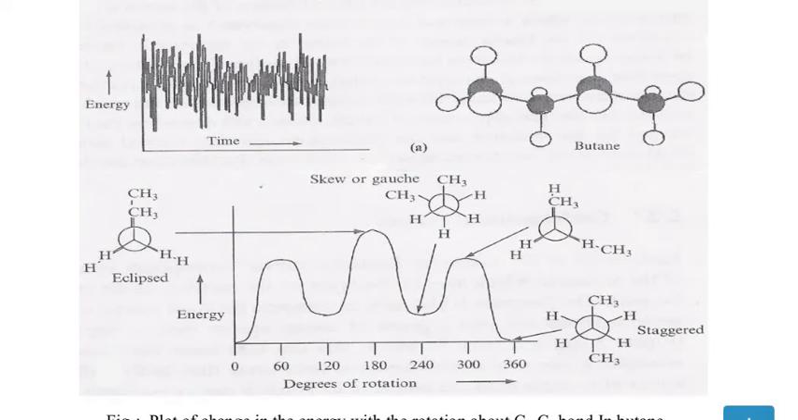This is very basic chemistry. You can see the energy versus time graph and you have the butane structure. So you can see the degree of rotation. You are getting different conformations. You have the staggered, you have eclipsed, you have a skew or gauche, like that. And then look at the energy. Eclipsed has more energy, and then you compare your results with the energy versus time graphs.